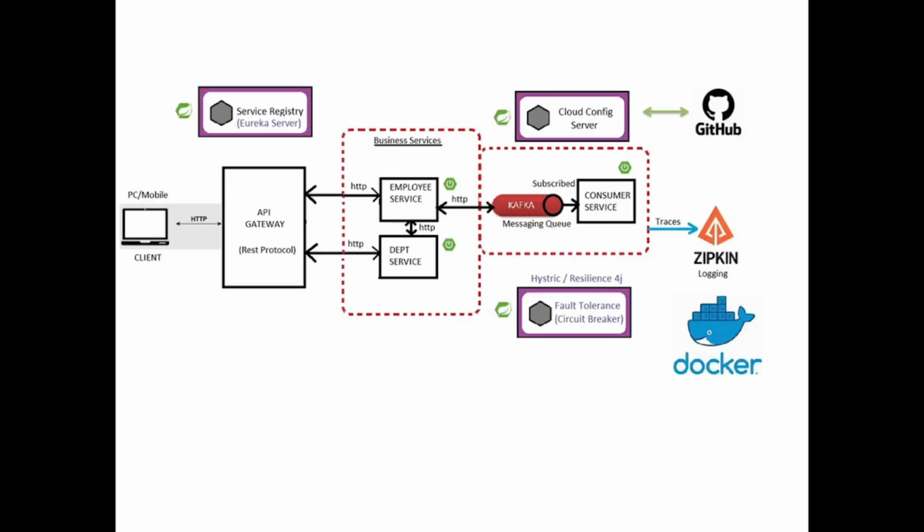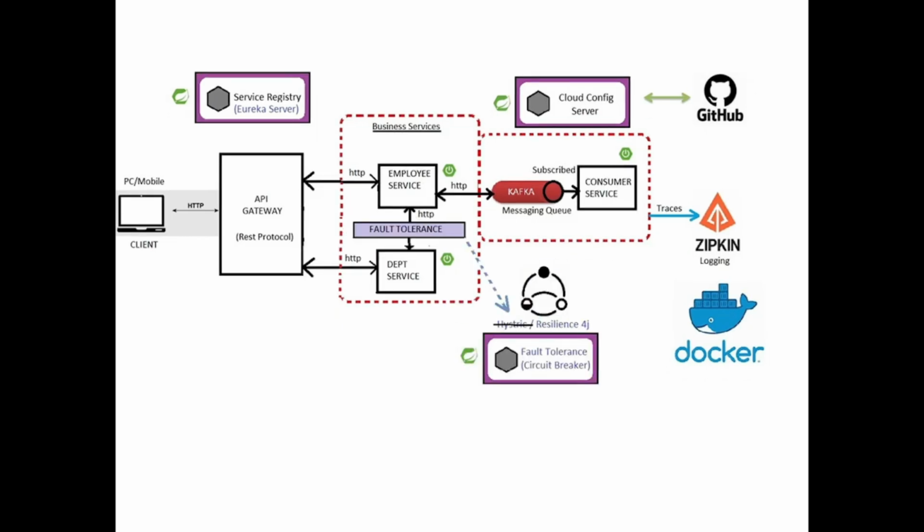So let's say I have employee service and department service. Imagine my department service is down. We have written code saying that when I give my employee details, I have to get the department details as well. But here my department service is down, so I will be getting errors all the time. So let's introduce fault tolerance in between them. We will use Resilience4J for this.